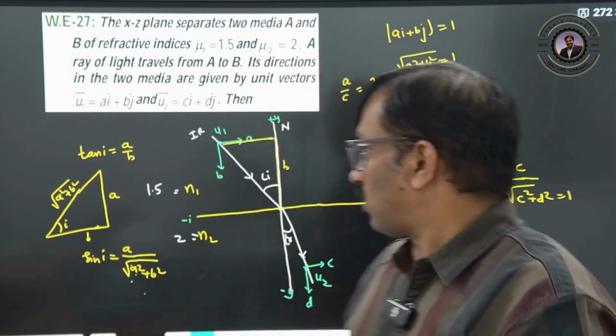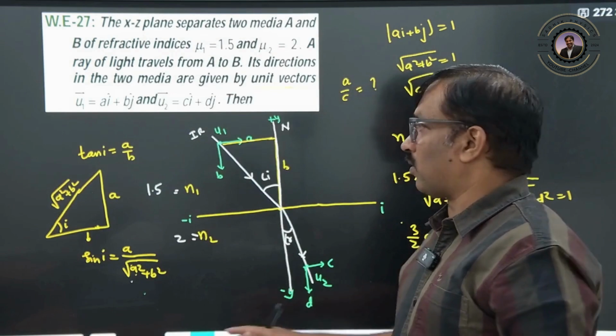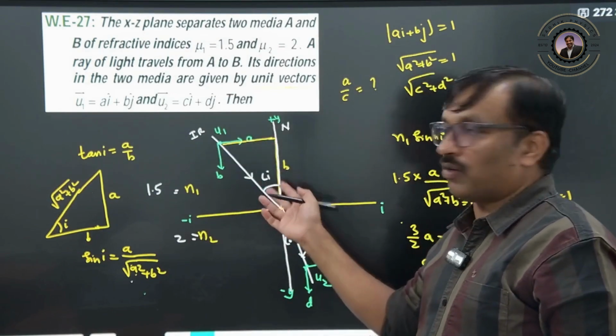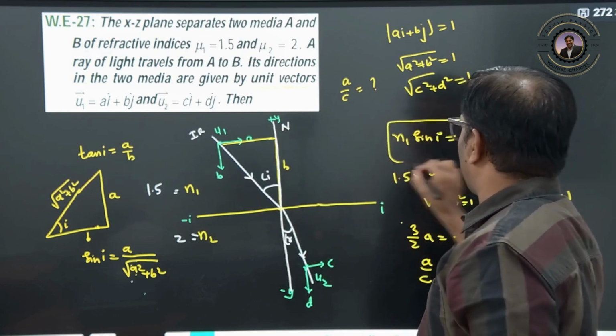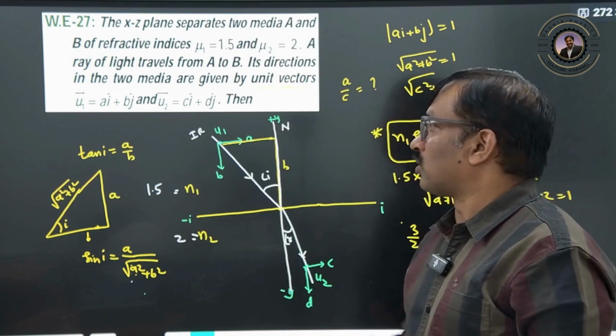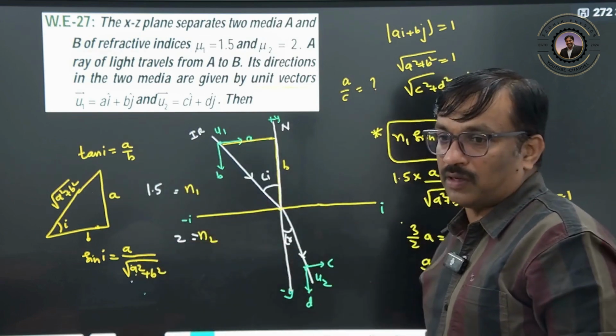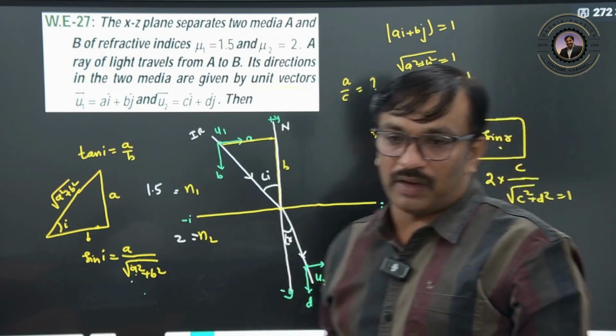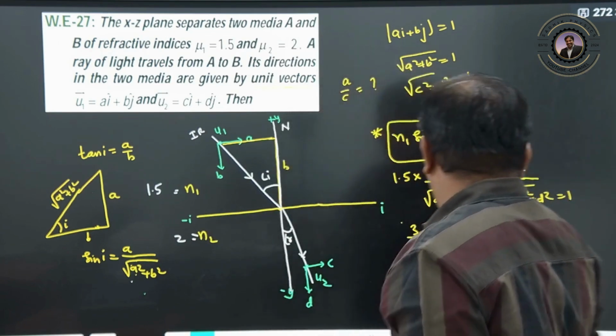Right? So the method you need to understand here is, any time vectors are given, how to solve it. Everything is related to Snell's law only. Just try to observe how we are calculating. Any time vectors are given, you can solve it. Clear? Then we will go for the next question.